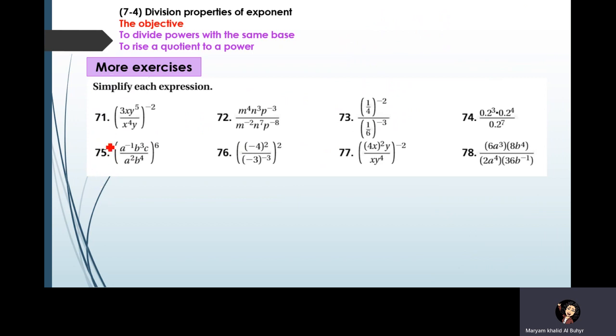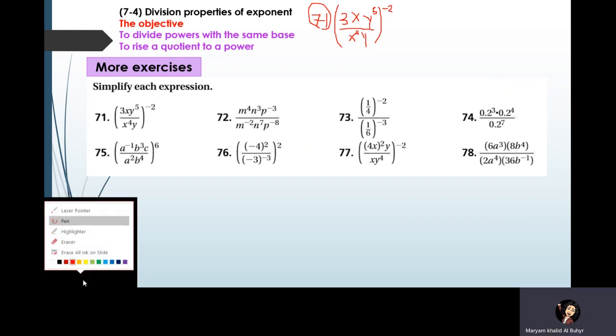So let's solve question 71. I have 3x, y to the power 5, not all of it, the power 5 is only for y, over x to the power 4, y, all this to the power negative 2.